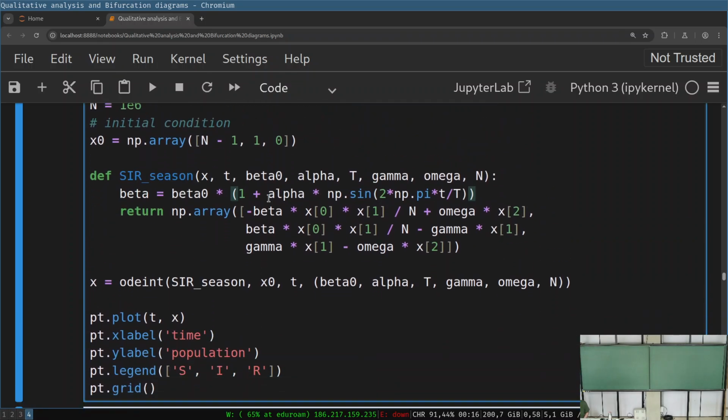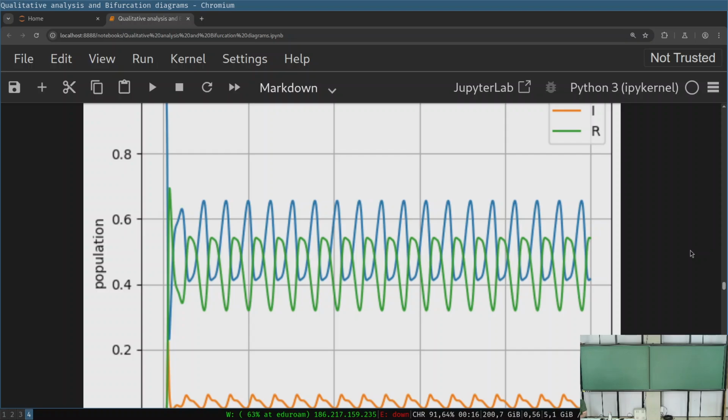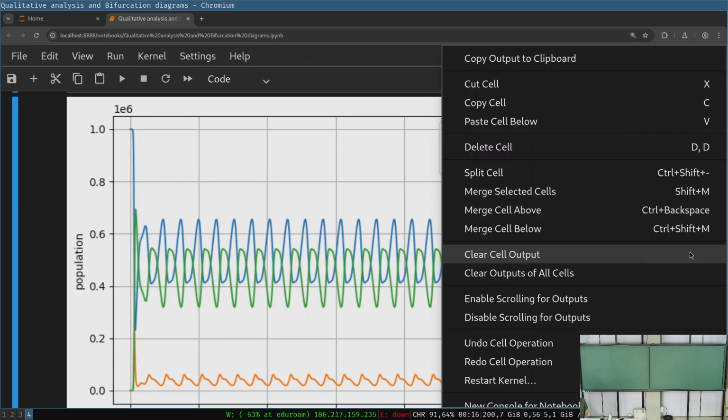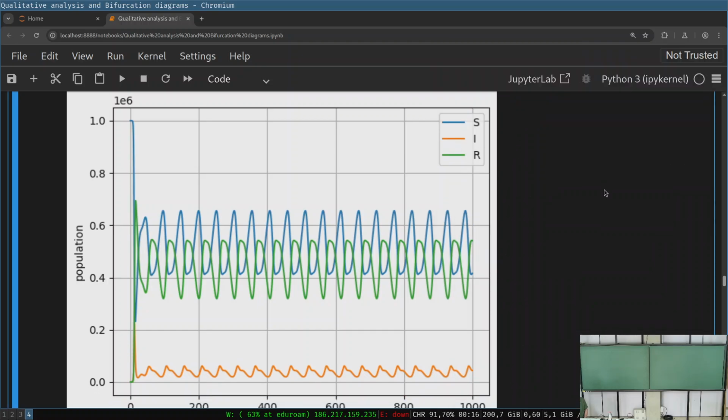And this means that at each point in time I'll have a different beta, and all the rest of the model is exactly the same. Now I run this model over here. And this is the solution. Happy now? Seasonality, okay? And this is our curve.